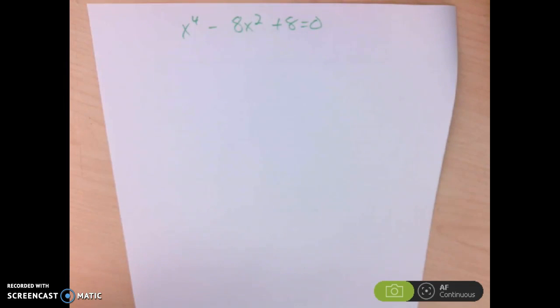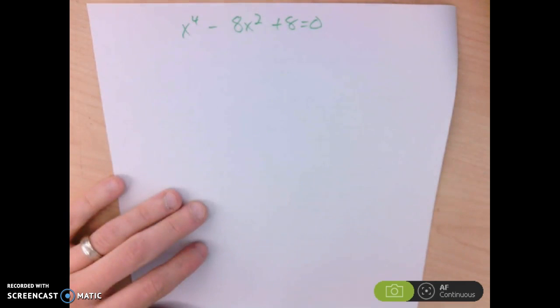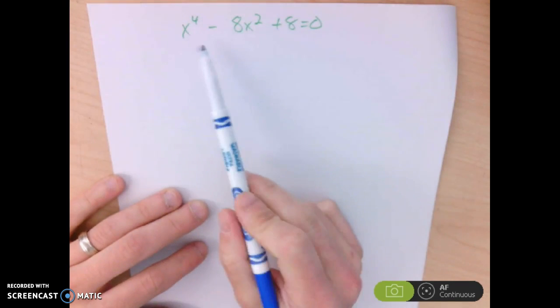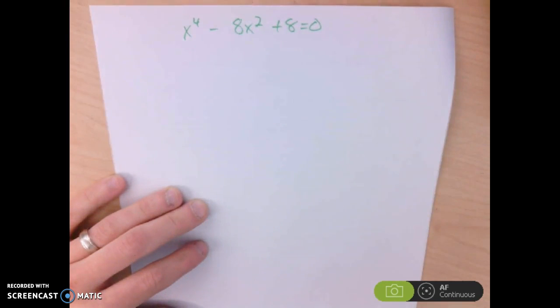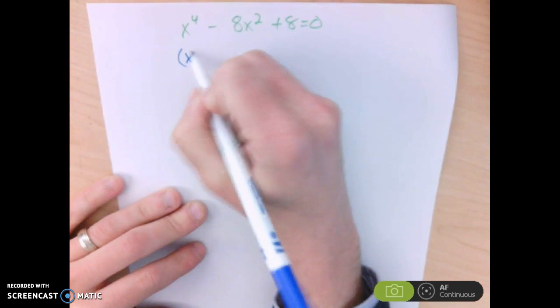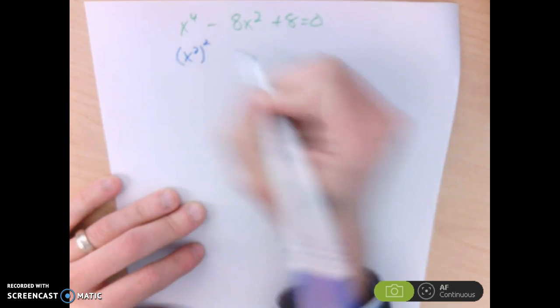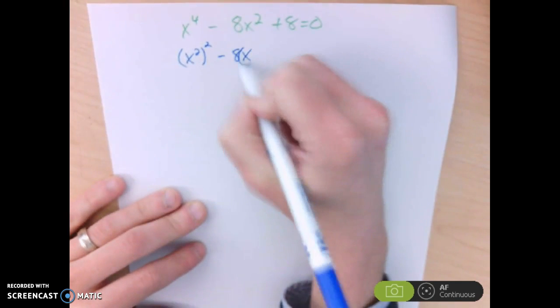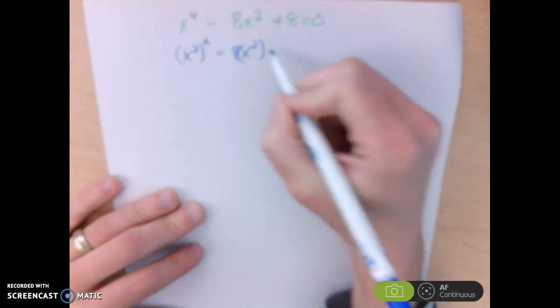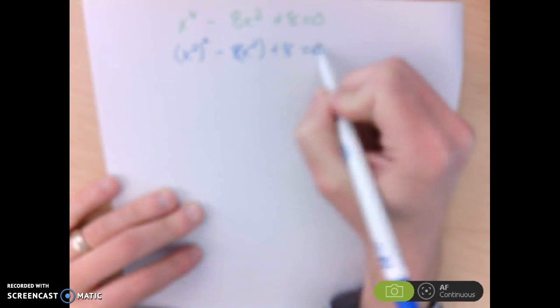Okay, so my next example is x to the 4th minus 8x squared plus 8 equals 0. Okay, so this one looks pretty crazy, right? We have an x to the 4th and an x squared. I don't know what to do with that, but I do know that I can rewrite x to the 4th as x squared squared, and then minus 8x squared, right? The parentheses do nothing there, plus 8 equals 0.